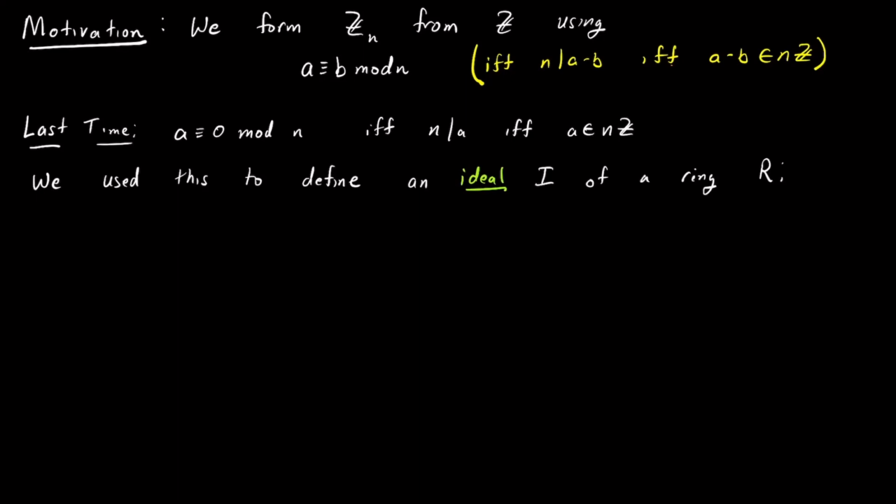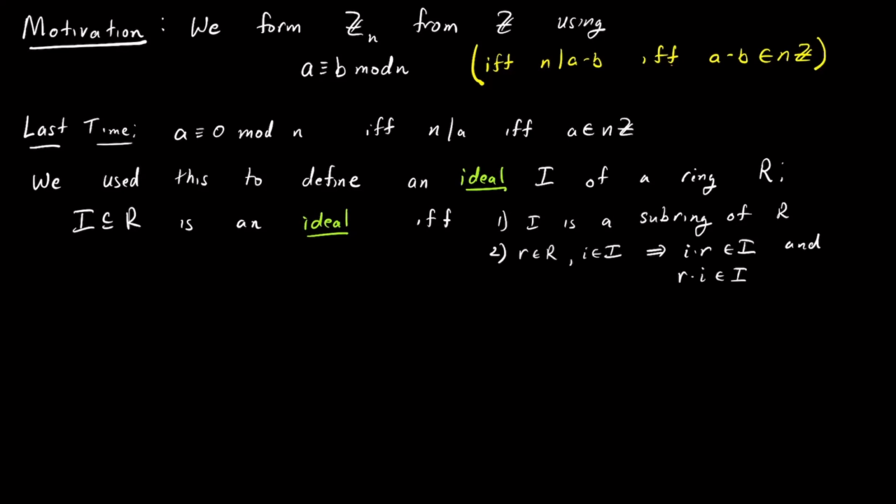Okay, so last time we used this to define the notion of ideal of a ring. We looked at some properties of nZ and we picked out two of the properties, and we'll see today why these properties are important. So we said that I is an ideal if and only if, 1, I is a subring of R, and 2, I absorbs elements of R under multiplication. So what did that mean? That means that if r is an element of R and i is an element of my ideal, then i times r lands in my ideal and r times i lands in my ideal. And we saw last time that nZ had this property, but we also gave a few examples of other ideals.